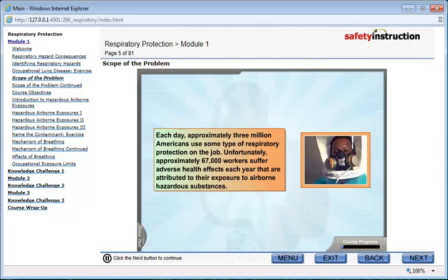Each day, approximately 3 million Americans use some type of respiratory protection on the job. Unfortunately, approximately 67,000 workers suffer adverse health effects each year that are attributed to their exposure to airborne hazardous substances.